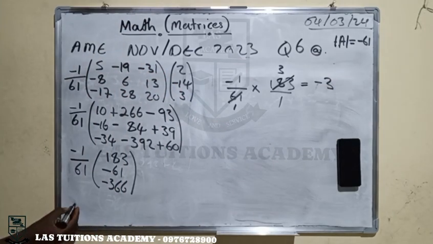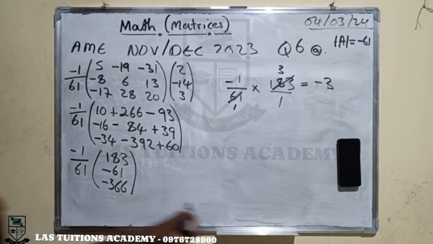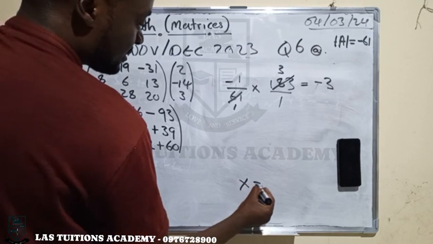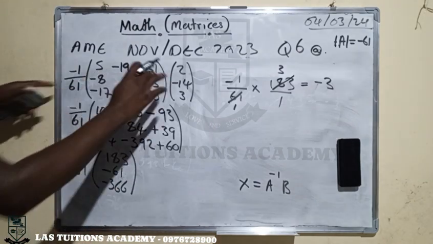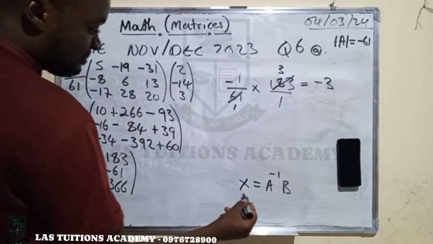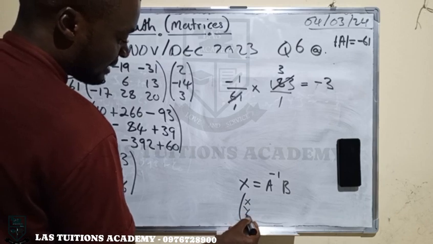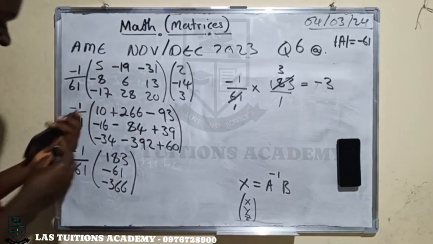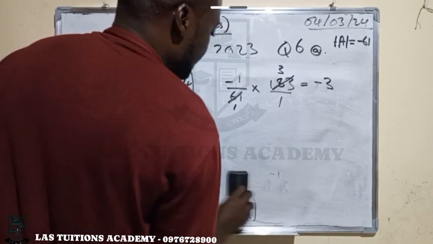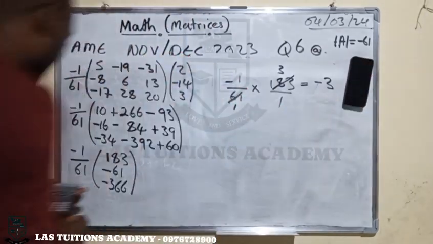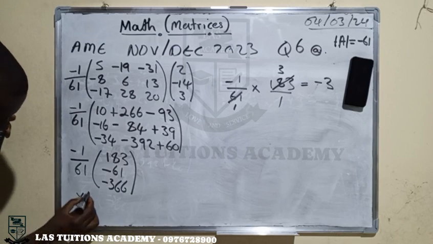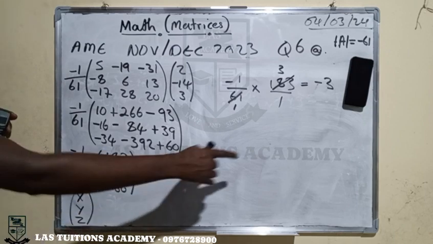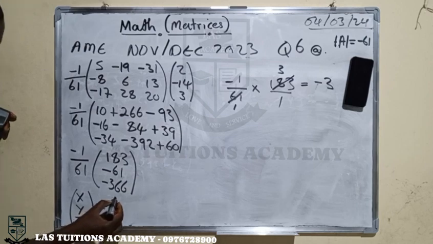So here, remember what we wrote here was x is equal to A inverse times B, which is this one that we have here. So the x here simply represents x, y, and z. So whatever answers we are getting, we simply have x, y, z. This is our x. Now we say this times this, we get a 3.